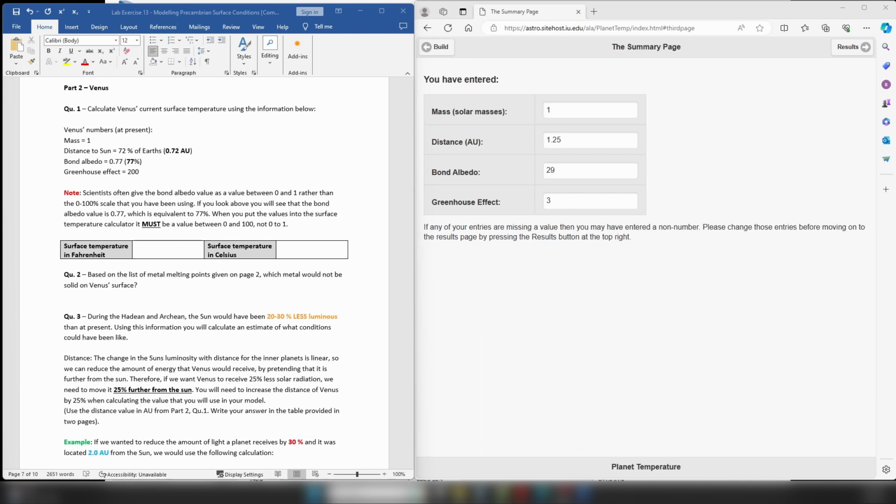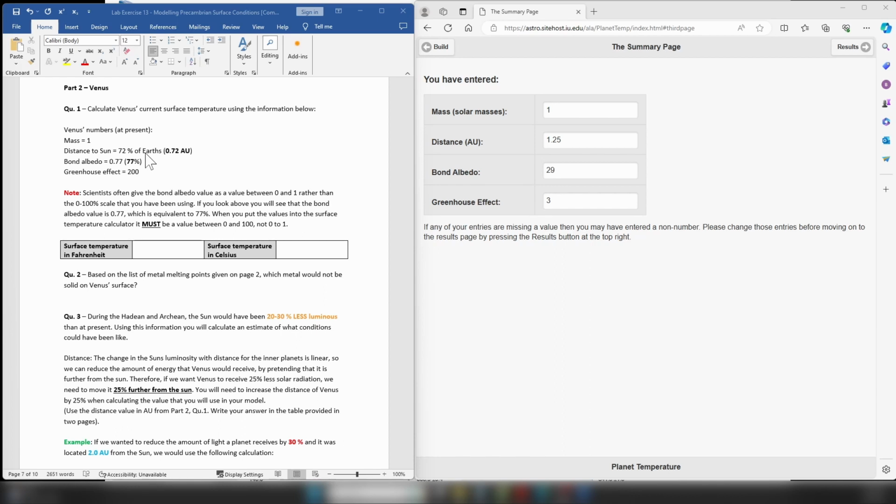So for question 1 of part 2 we're going to start looking at Venus. The information that you're going to need for the surface temperature calculator is given in this block of text right here. So let's begin by looking at Venus's present day conditions. For the surface temperature calculator, you're going to still use a solar mass of 1, and your distance to Sun is going to be set at 72% of the Earth.